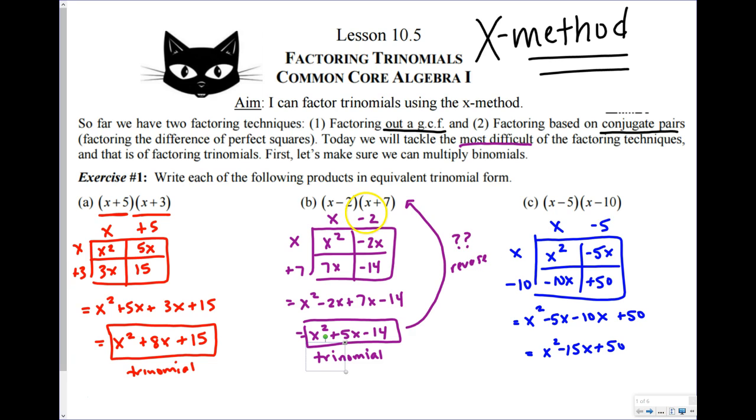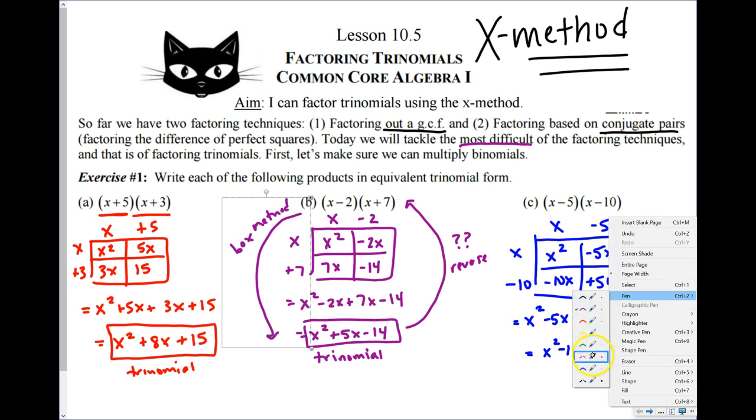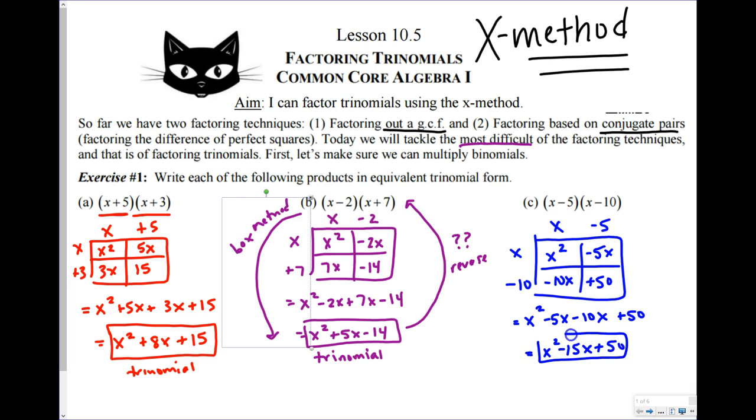I know to use the box method to go this way. If I'm going from this to that, I use the box method, right? But what if I'm going backwards and they want me to get the two binomials? So this is what we're going to learn how to do today, is how to get this trinomial I'm boxing and turn it into two binomials. We call that the X method we're going to learn.